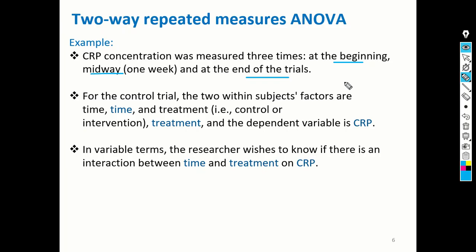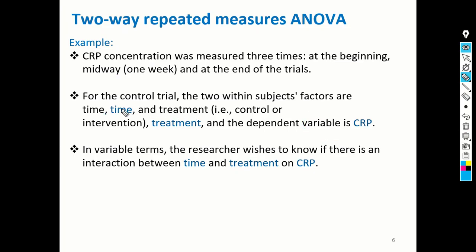during the intervention period. For the control trial, the two within-subject factors are the time and the treatment, you see? So we do have two predictors now. The treatment is being categorized as control and intervention. And the dependent variable is the CRP, or the C-reactive protein level.